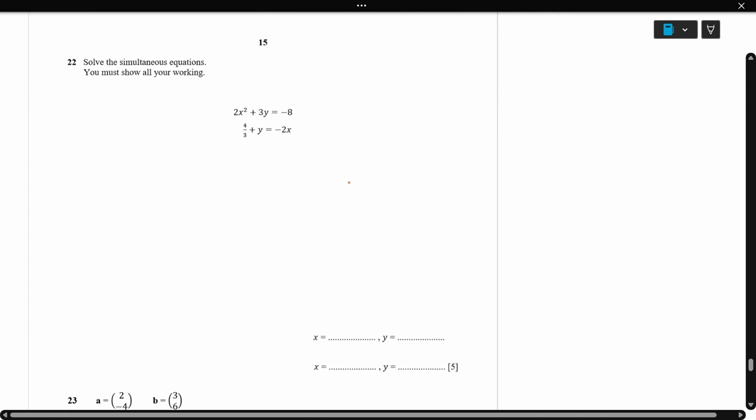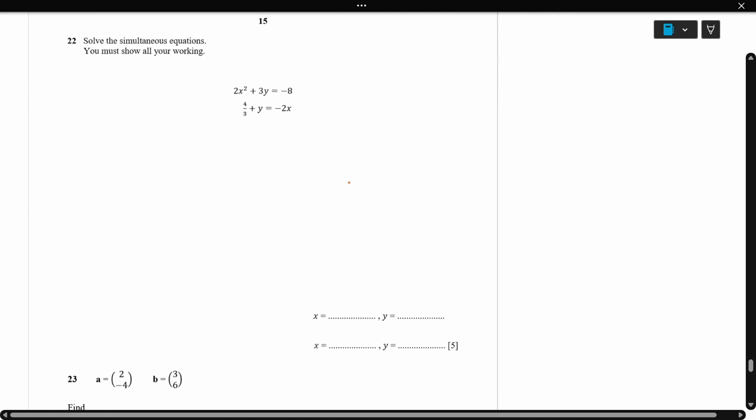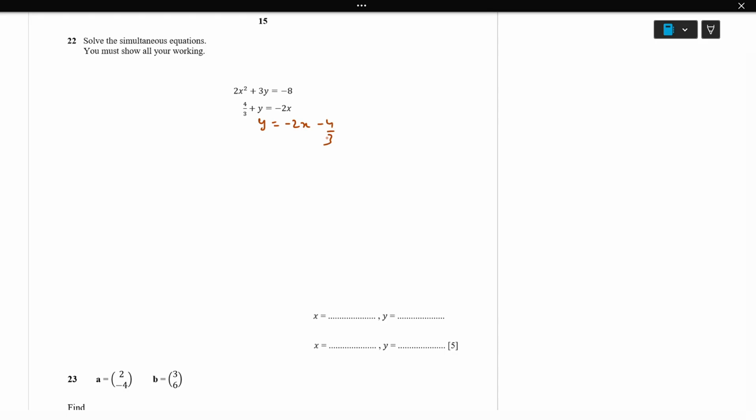Next, solve the simultaneous equations; you must show all your working. Okay, so make y the subject in the second one: y = (-2x - 4)/3. This you have to plug into the first equation, which is 2x² + 3 times (-2x - 4)/3 = -8. It is going to be 2x². Just multiply inside, which is -6x. The 3 got cancelled. -4 = -8.